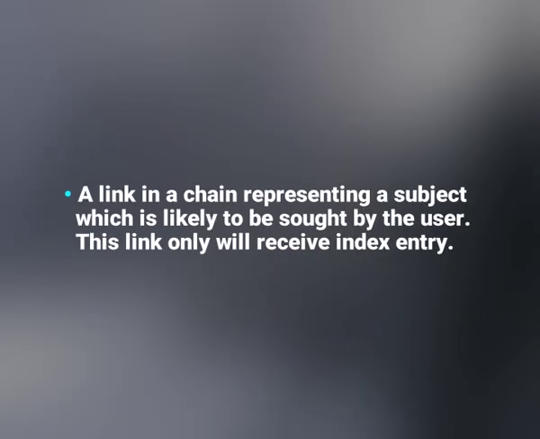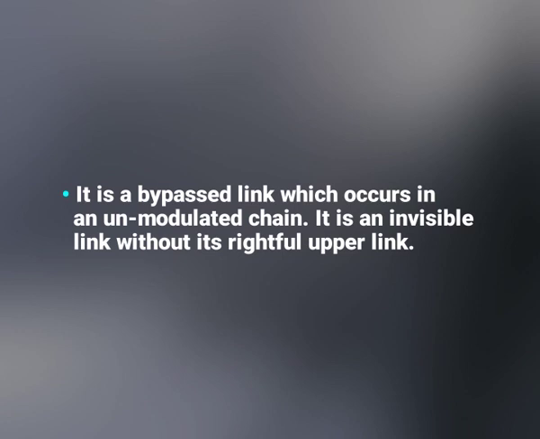Now you need to understand meticulously what a sought link is. It is a link in a chain representing a subject which is likely to be sought by a user. This link only will receive an index entry. The last one is a missing link. It is a bypass link which occurs in an unmodulated chain. It is an invisible link without its rightful upper link. How to derive, how to make headings using these methods.